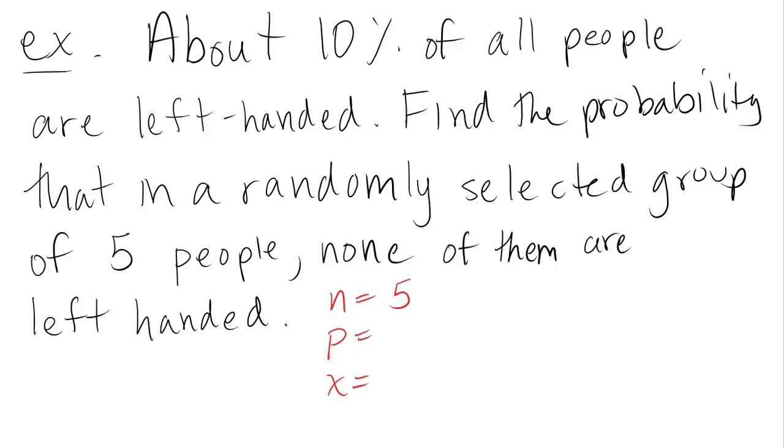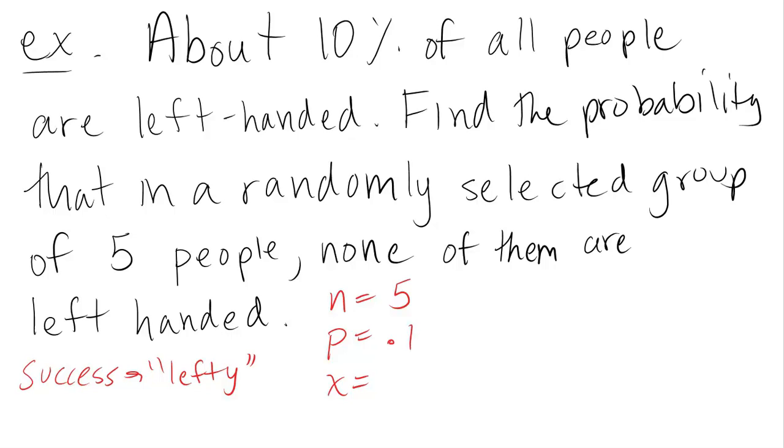P and X are dependent on which outcome is a success. We're given the percentage of people who are left-handed, and we're being asked about the number who are left-handed, and so I would make a success a person who's left-handed. If we make a success a left-handed person, and 10% of all people are left-handed, then the probability of selecting a lefty is 10%, which is 0.1.